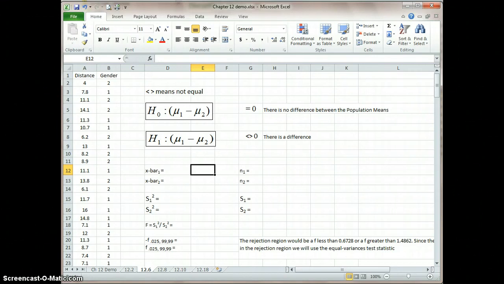We're back on problem 12.6 to answer part B, which is estimate with 95% confidence the difference in mean distance driven by male and female drivers. So here's the formula. We're going to use the x bar 1 minus the x bar sub 2 plus or minus the t for alpha 05 divided by 2, and then times the square root of the pooled variance estimator times 1 over n1 plus 1 over n2.